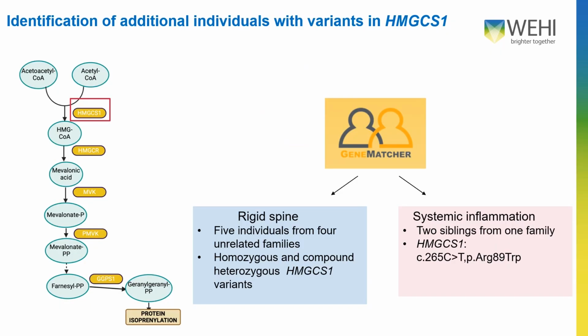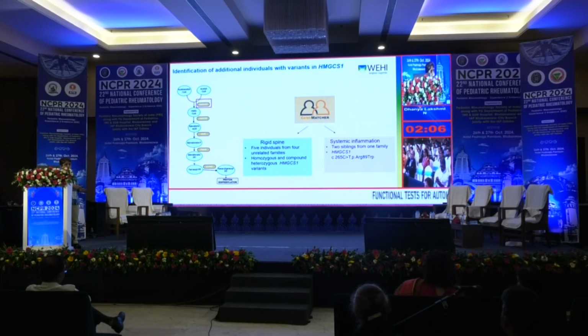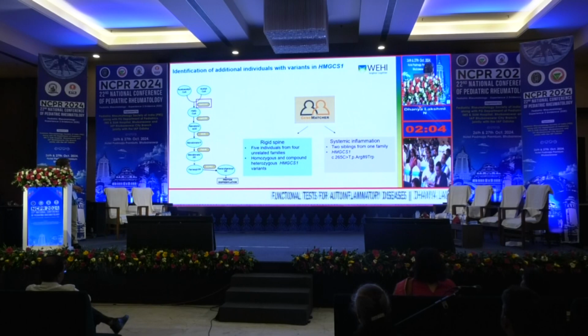So next was our effort in identifying additional individuals with variants in HMG-CS1, and we used GeneMatcher, which is a platform which all of you can use, and you can put up your variants. We got a match, we actually got 2 hits. One was from a researcher in Australia who had 5 individuals from 4 unrelated families. All of them had homozygous or compound heterozygous variants in HMG-CS1 and rigid spine.